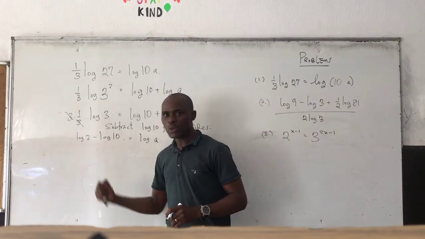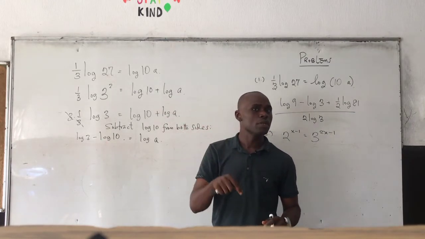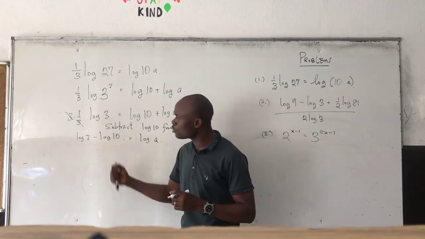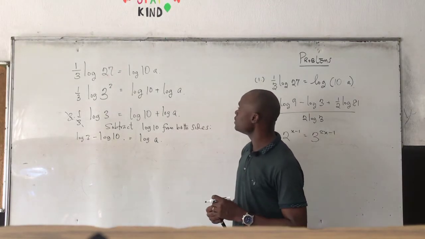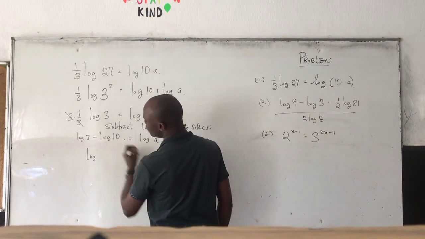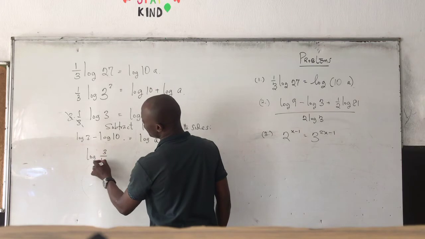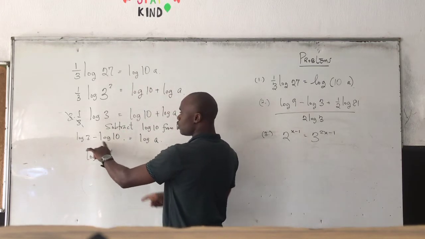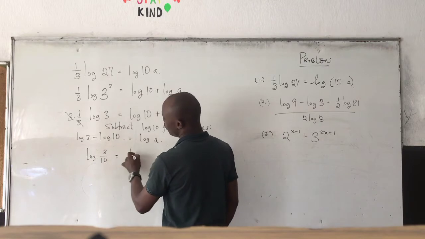Here, we can simply apply the second rule that I discussed on logarithms. The second rule simply says that log 3 minus log 10, by that rule, is going to be log 3 over 10, and we have log a.